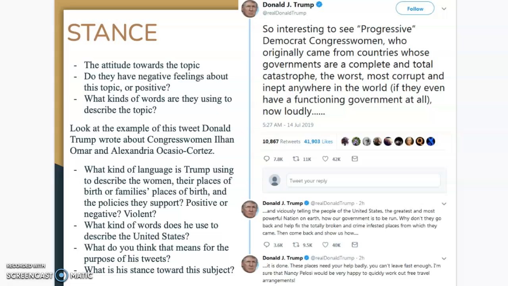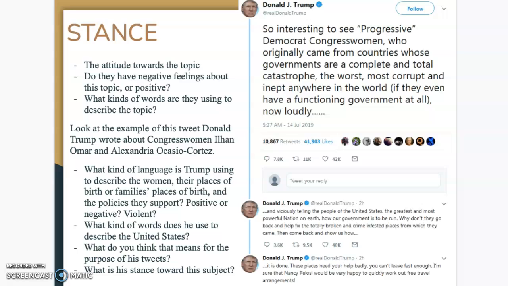So he's talking about them as progressive Democrat congresswomen who originally came from countries whose governments are a complete and total catastrophe, the worst, most corrupt, and inept anywhere in the world. And then they're loudly and viciously telling the people of the U.S. their policies. So at the very beginning here, you can see that he's using words like catastrophe, corrupt, inept, vicious. Those are all really negative towards these women, the policies they support, and their places of birth.